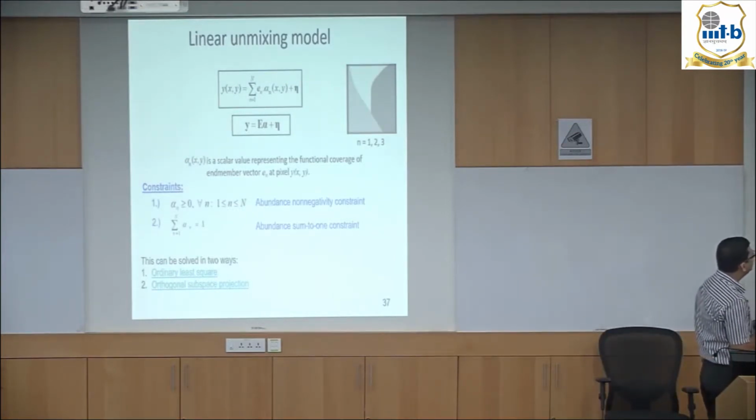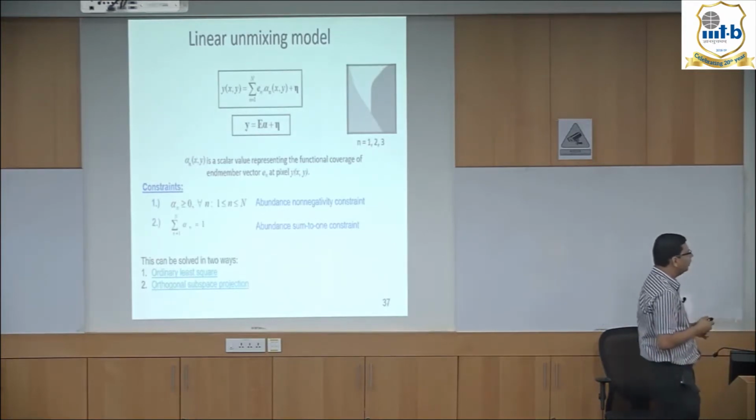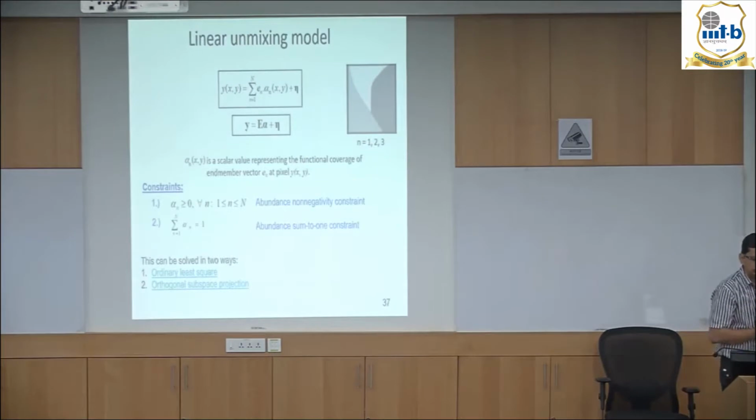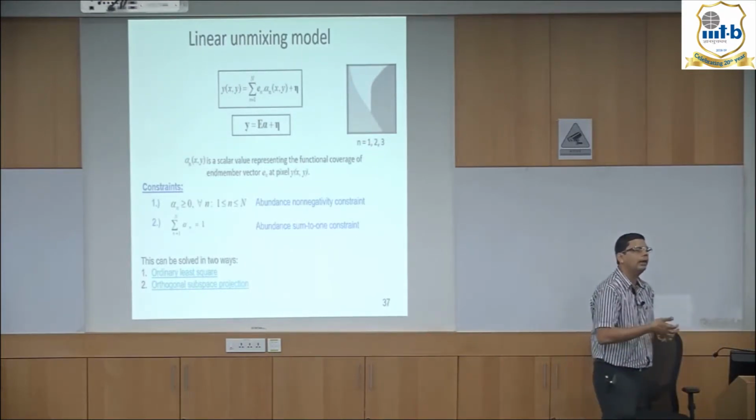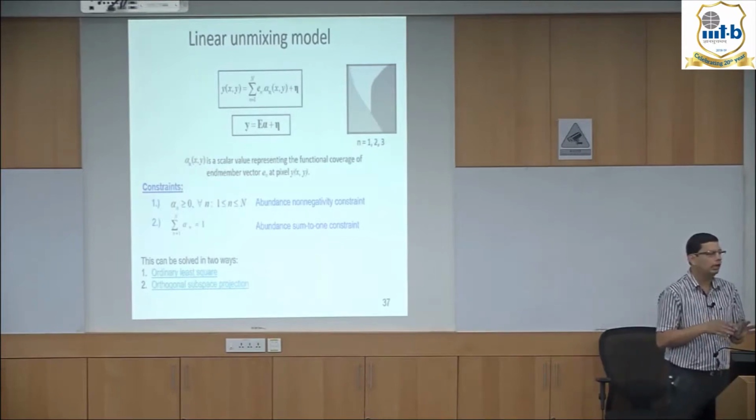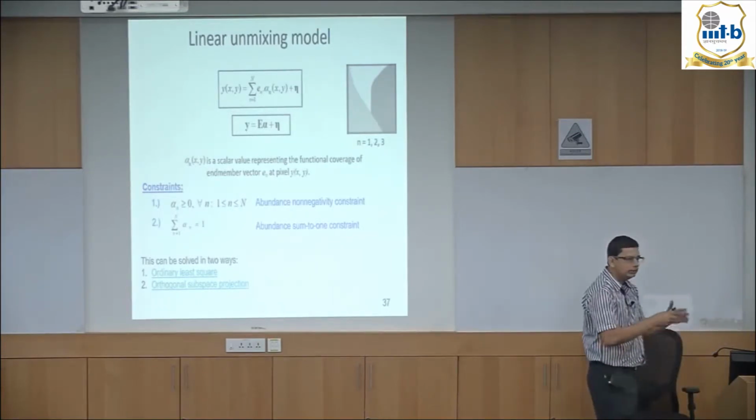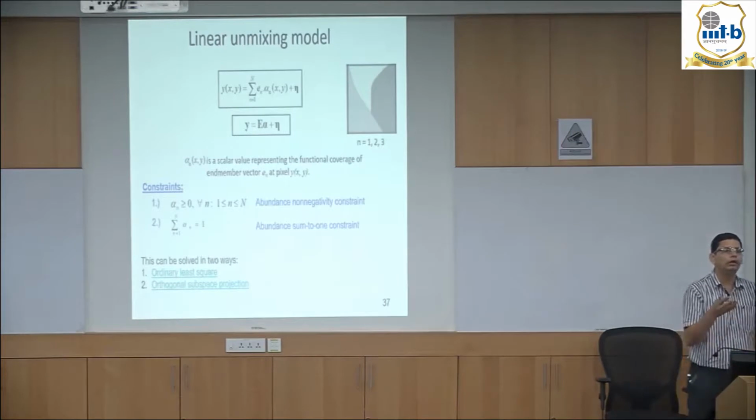Generally, this is a scalar quantity, and there are two constraints imposed on the model. One is the abundance non-negativity constraint, which says that a class cannot have a negative value. So we cannot have -20% water in a pixel. And if you add all the classes in a given pixel, they should be equal to 1 or 100%.